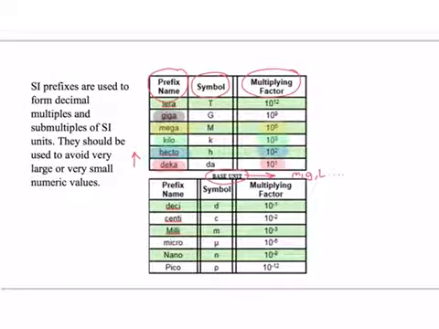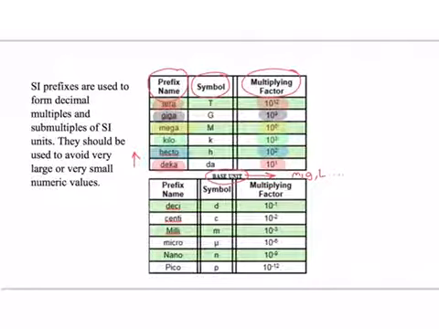Giga means 1 billion. The symbol is capital G. And tera means 1 trillion, 10 to the power 12. And the symbol is capital T.